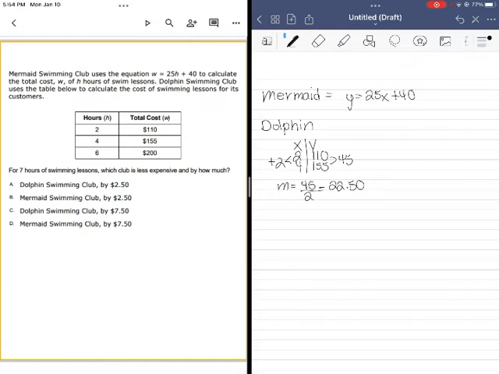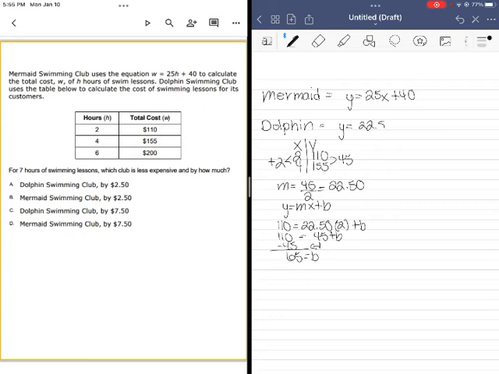Then we plug it into y equals mx plus b. Using our very first point, my y is 110, my slope is 22.50, my x is 2, plus b. 22.50 times 2 gives me 45. I can bring 110 down. Now we have to move 45 to the other side, so that's going to be subtract. 110 minus 45 gives me 65. And that's my b.